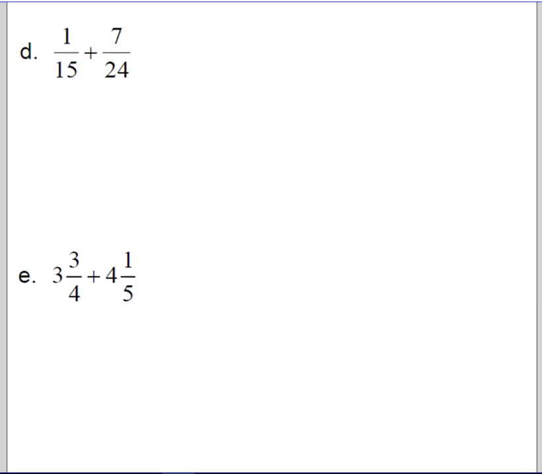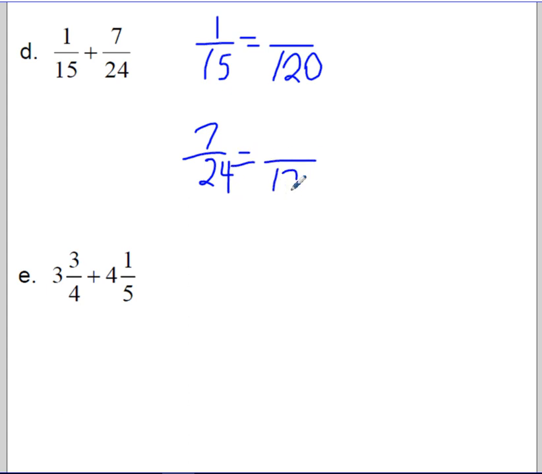Go back up here and say now that we need to change 1/15 into a fraction with 120 on the bottom. And we need to change 7/24 as a fraction with 120 on the bottom. And then we'll add our 2 answers together.